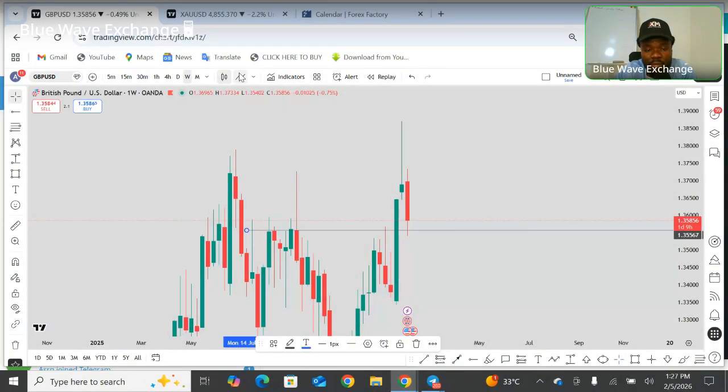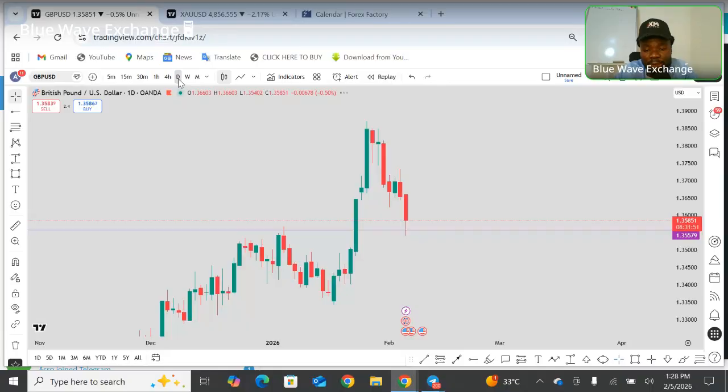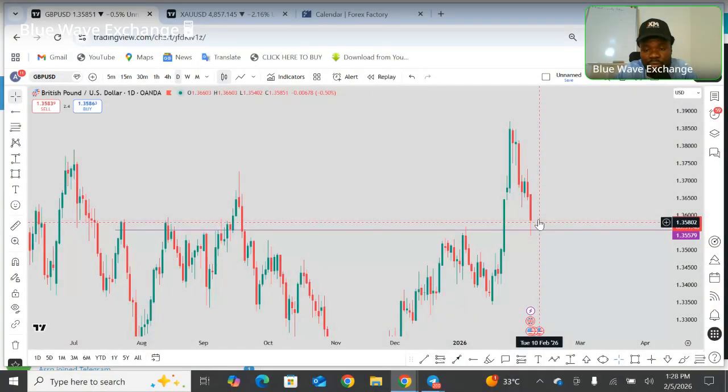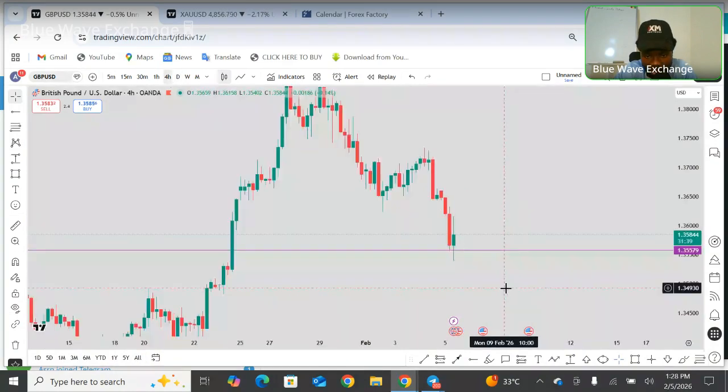You have a rejectional level at this point. Looking at the daily, price has currently hit on this level. Looking at the H4 time frame, the trend is a downtrend. Okay, the H4 time frame trend is a downtrend.